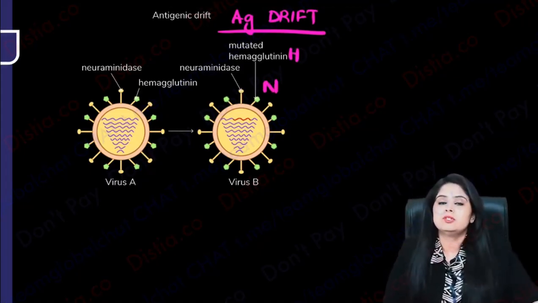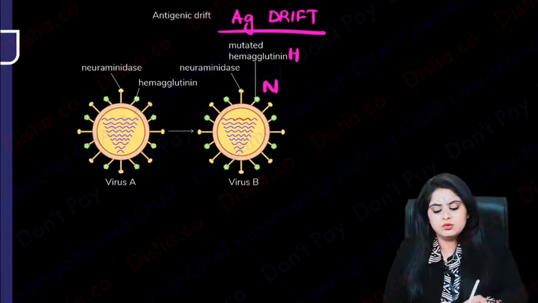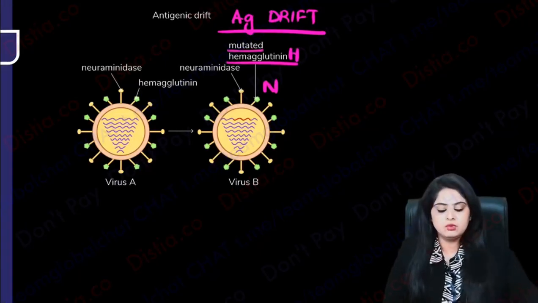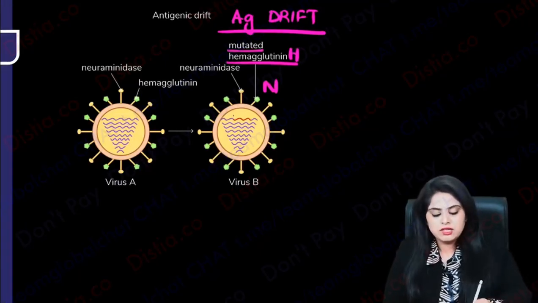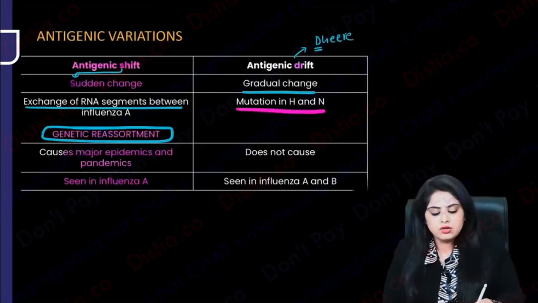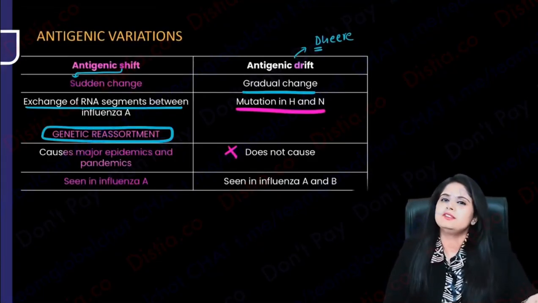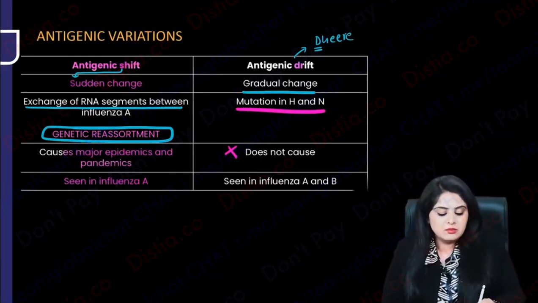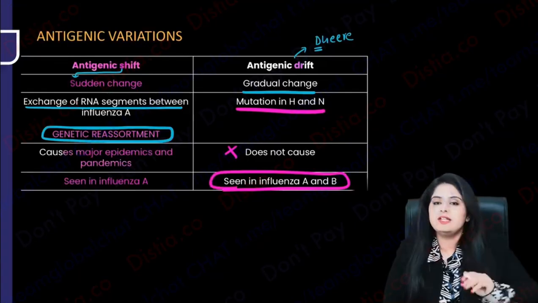Remember we did hemagglutinin and neuraminidase. One of them has just mutated, like a mutated hemagglutinin. If so, there's just one small change that has happened and the hemagglutinin has undergone a mutation. That's about it. So this is not going to cause any pandemic or epidemic. This is the seasonal flu type of thing. This can be seen with any of the influenza. This is a very mild thing.